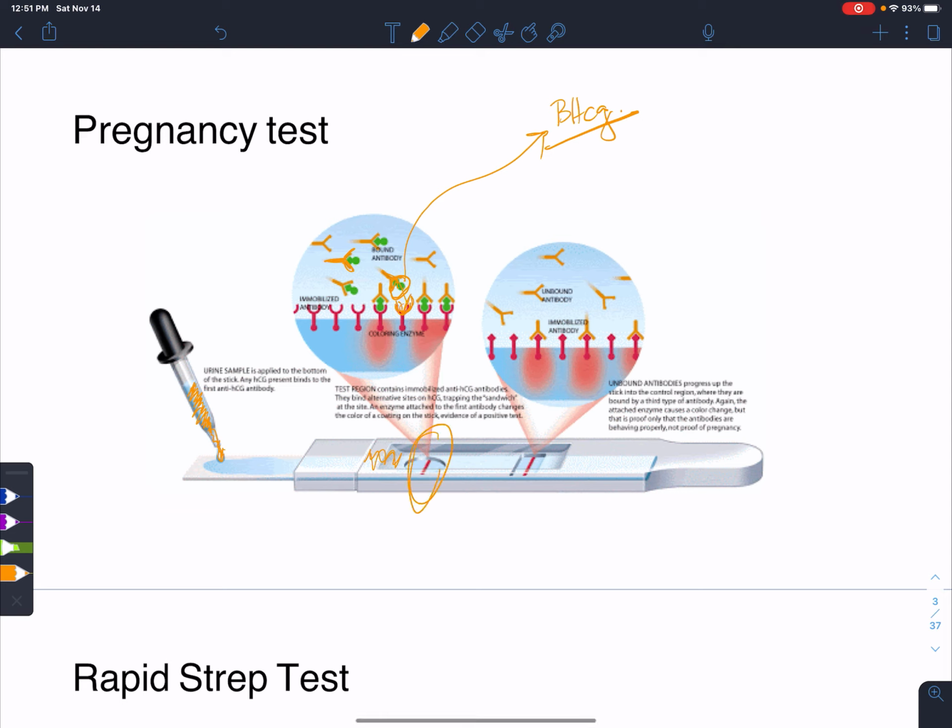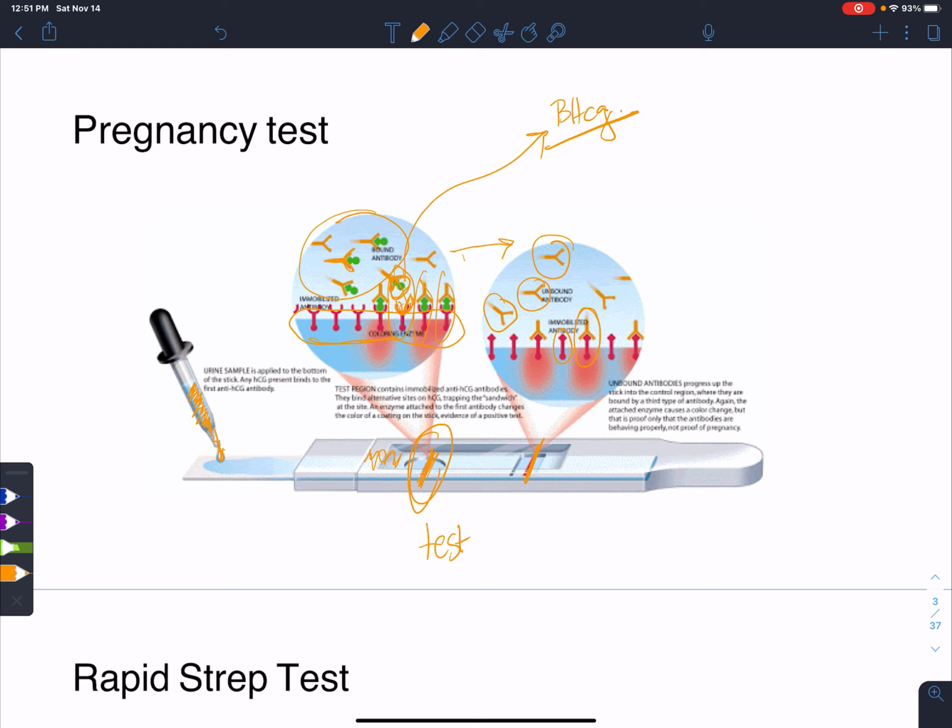line. This is the test line, if you remember. So it's a sandwich. And when these two bind together in this complex here, you see that line. This one here is stationary, while this one is mobile, it's called a mobile phase. As it migrates across there, if there's any of this left, which there should be an excess of it, it's specific for this marker here, and so it's going to bind on there, and this is our control line.